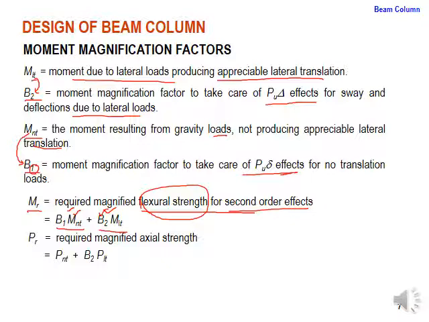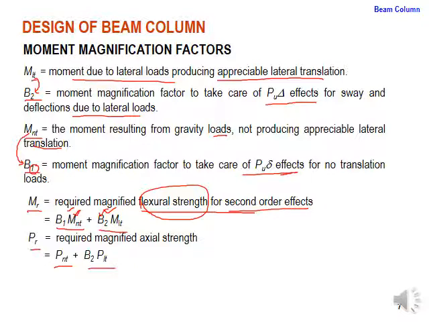Okay, so in this way we are following that approach to do the analysis of the beam column, in which we are calculating the simple moments for the sway and no sway conditions and using the multiplier to magnify it. PR is the required magnified axial strength. So the required axial strength is going to be PNT plus B2 PLT. So here we are not multiplying B1 with PNT.